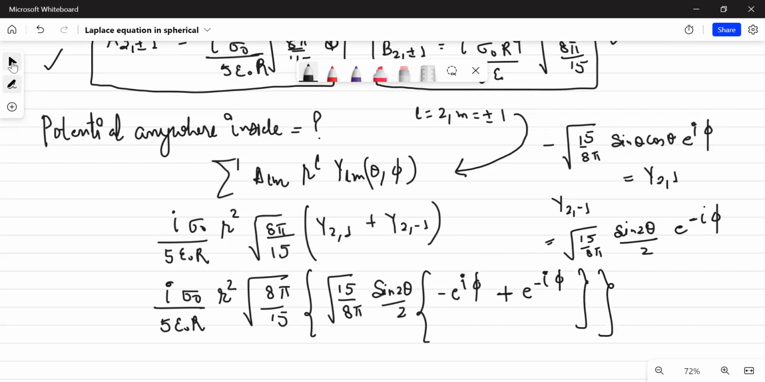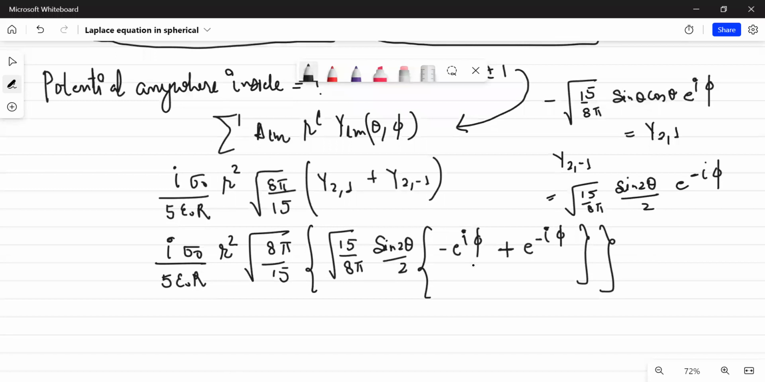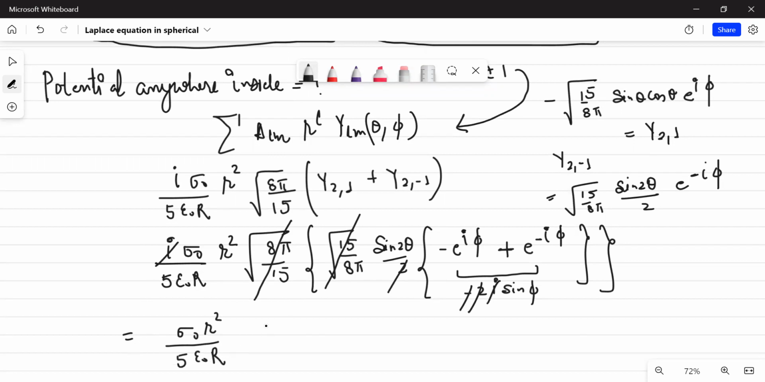Okay, so now if you just try to replace this entire thing by minus 2 iota sine phi, this minus gets dissolved. Iota square is minus 1, and minus minus plus 2 gets cancelled. This gets cancelled. So forget about it. Forget this negative sign. Forget this iota. So overall, what you'll get, I think you'll get sigma naught upon 5 epsilon naught r, this is r square, and then you will have some sine 2 theta written, and then you have this sine phi.